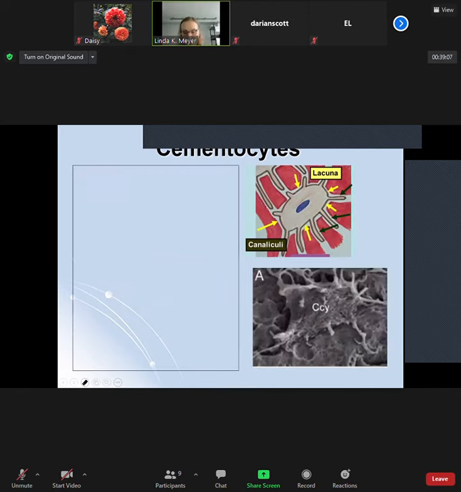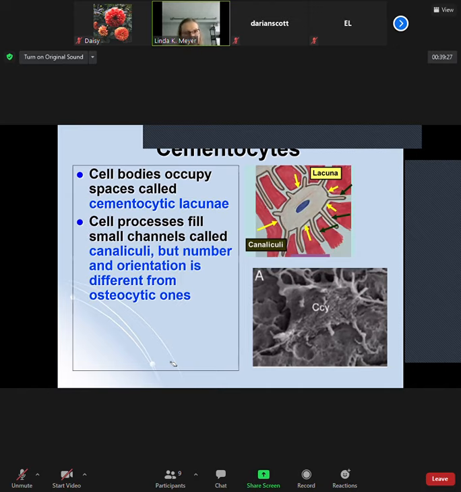And cementocytes, just while we're on the process, how does cementum compare? Okay, the cell bodies of cementocytes occupy spaces called cementocytic lacunae. And they too have cell processes that fill channels called the canaliculi.